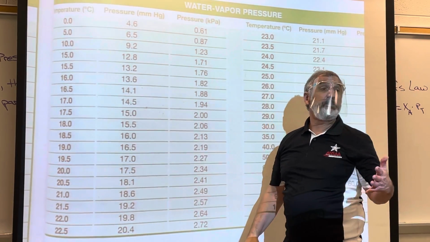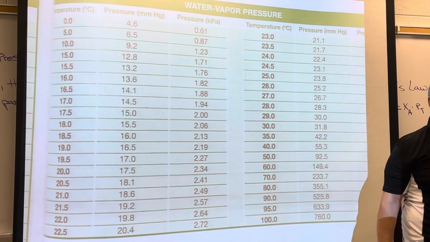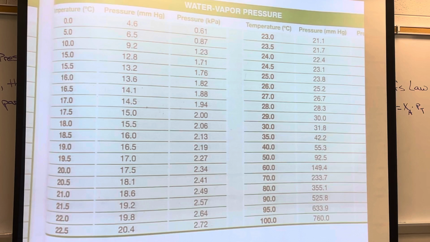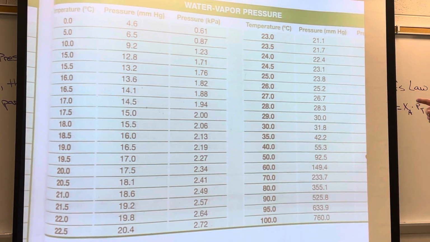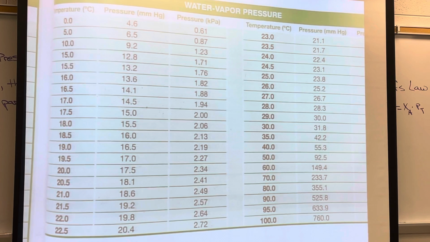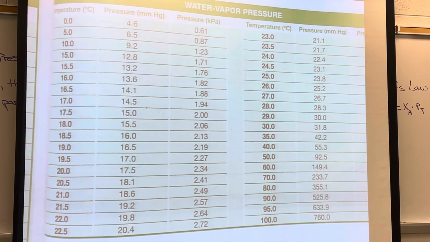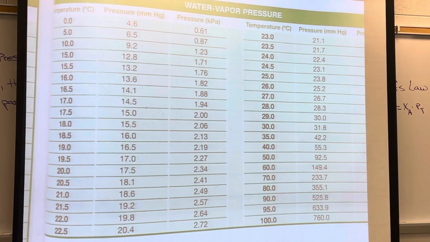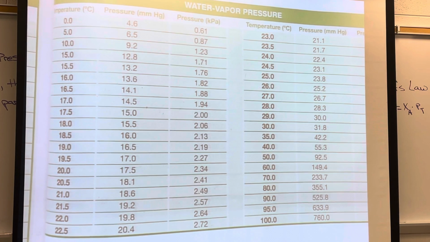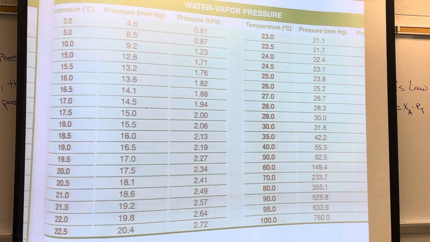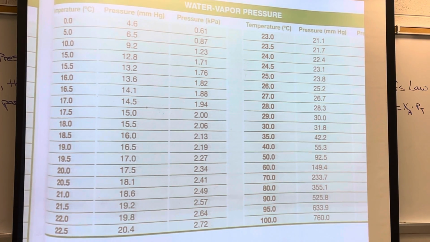What you always have to pay attention to, if it ever says that a gas is collected by water displacement, you have to subtract out the water vapor to get the pressure of the dry gas. Because the total pressure is going to be the sum of the gas plus the water. We want just the pressure of the gas. All right, that's Dalton's law. The total pressure is the sum of the pressures exerted by each individual gas.